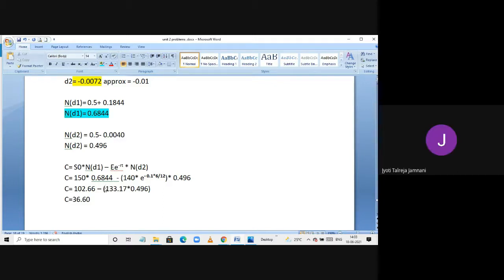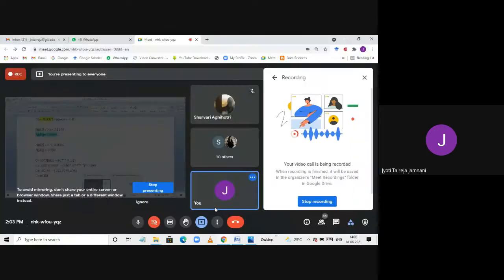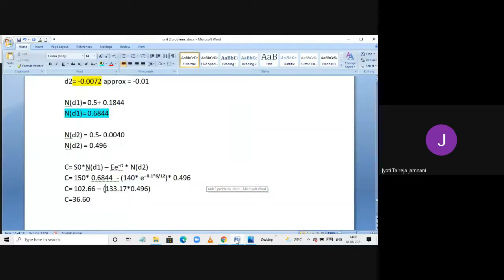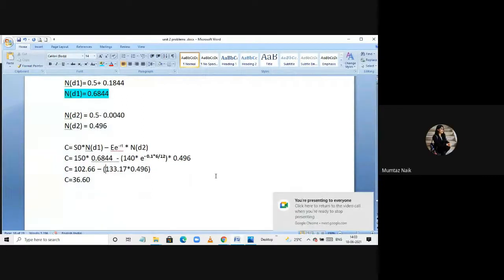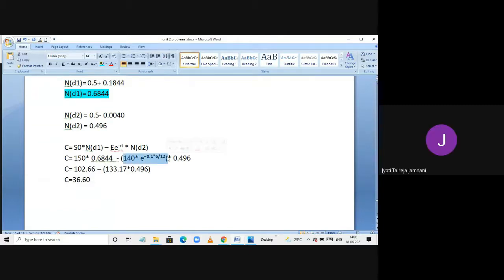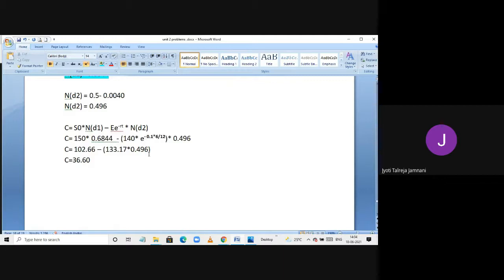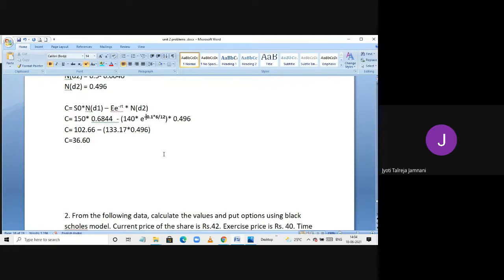Anybody not getting it? Ma'am, I didn't get how that 133.17 came. I'm still solving this, 140 into e raised to minus RT. Yes, ma'am, I'm getting something else only. R is 10%, no? So R will be 0.1. I don't have the scientific calculator with me now. On the scientific calculator, you're doing shift ln to get that e value, no?